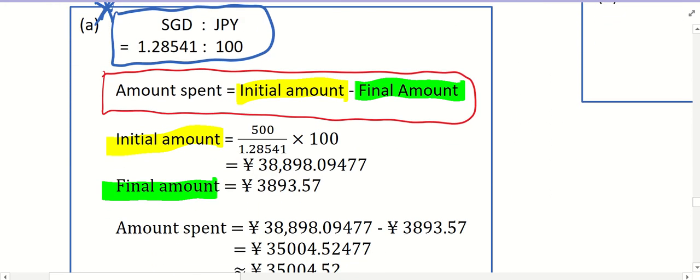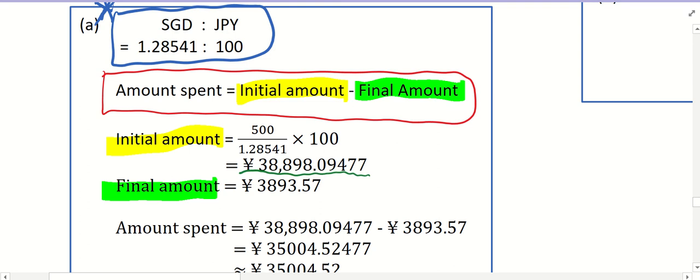So initial amount he brought was $500. $500 is represented by 1.28541 units. Because it's in Sing dollars, and we're interested in finding out how much 100 units represent, that gives us how much yen that is. So it turns out it is about 38 or 39,000 yen.